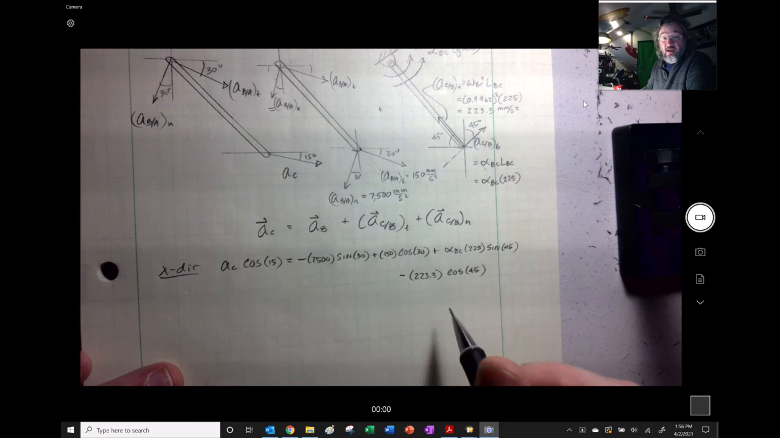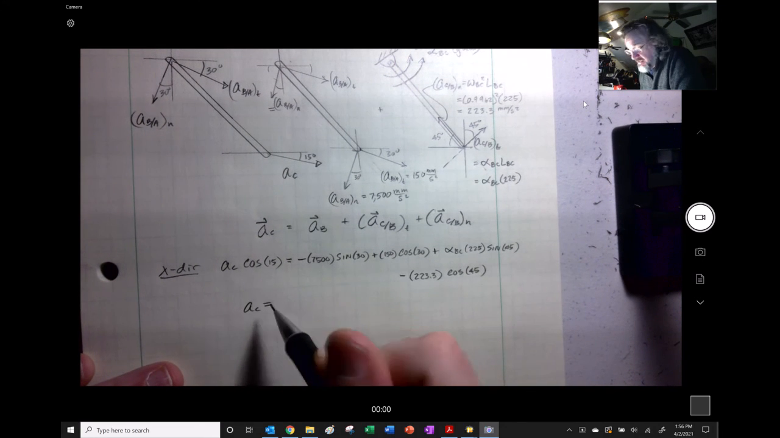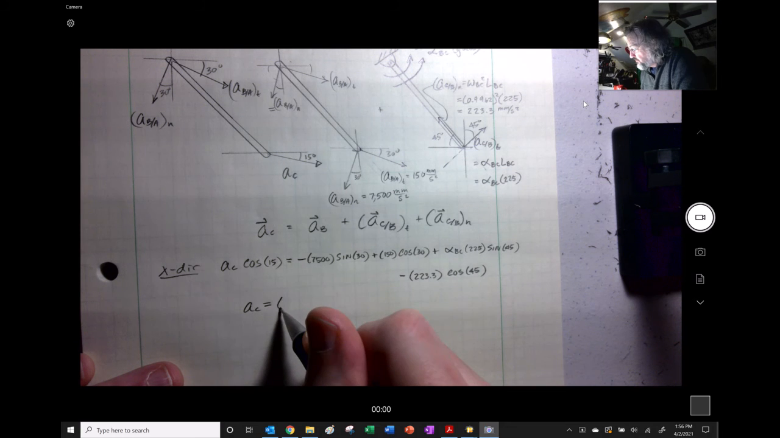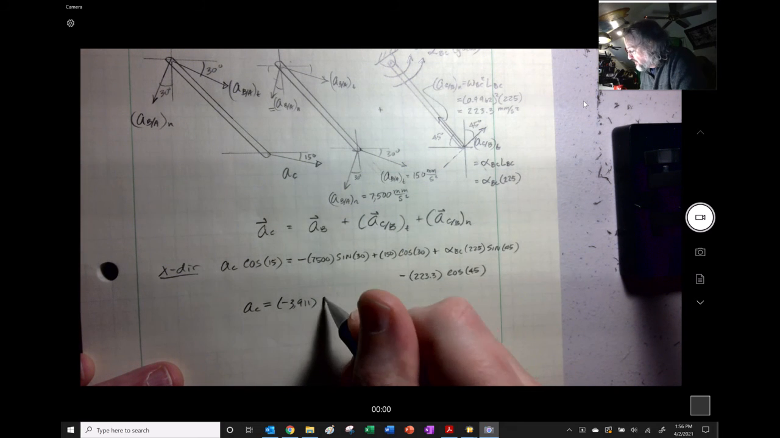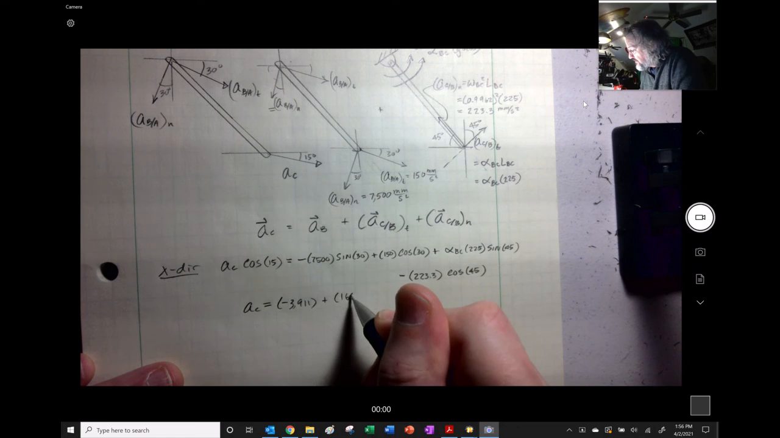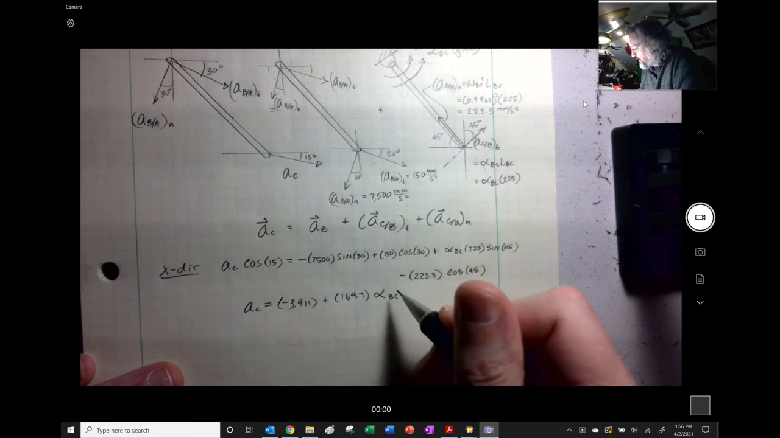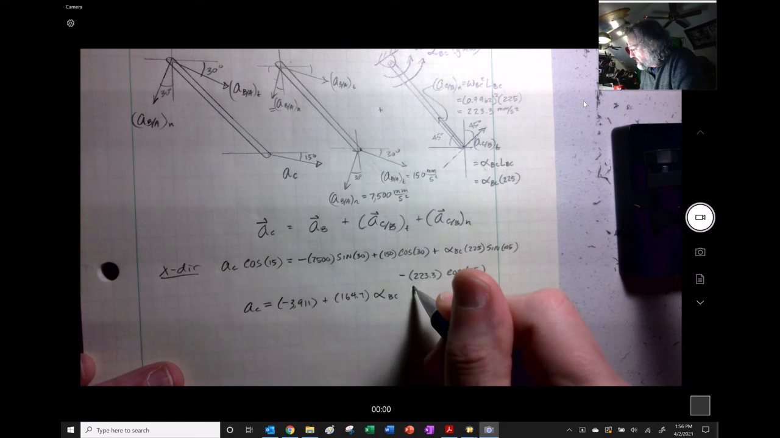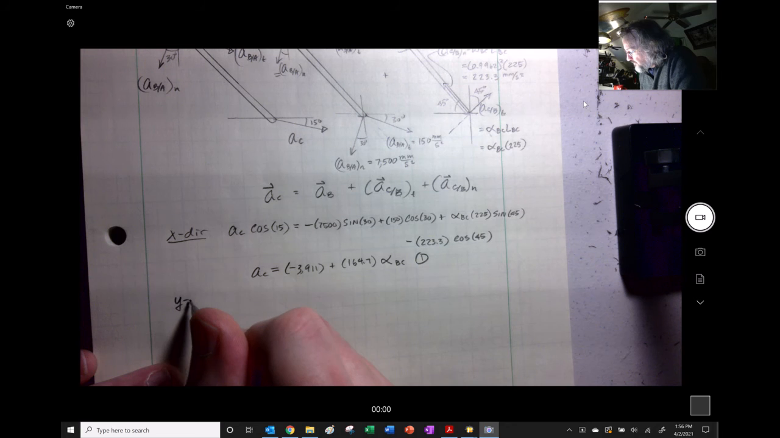And I'm going to go ahead and simplify this all down so that I get the acceleration of C is going to be equal to, it turns out to be, negative 3,911 plus 164.7 alpha BC. So that's the first equation, and I expect to have a second one.